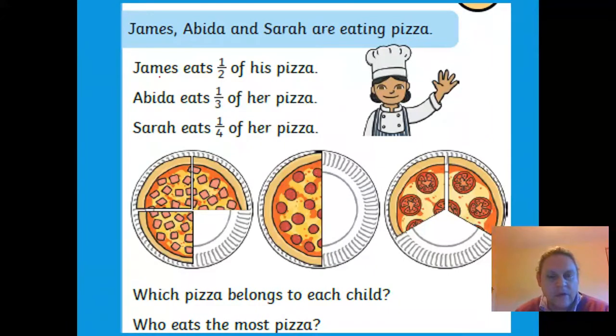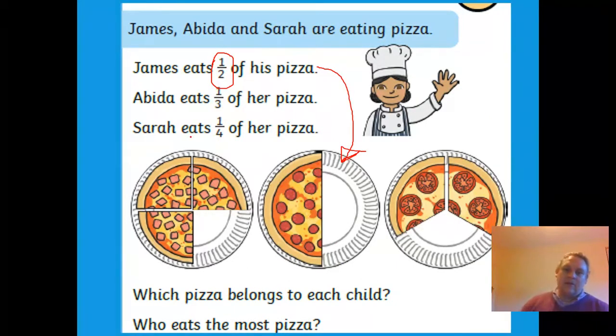Right, so let's start with James. James has eaten half of his pizza. He's eaten half. Now, which pizza looks like half's been eaten? Which do you think it's going to be? This pizza, half of it's gone. Okay, we've got the other half remaining.